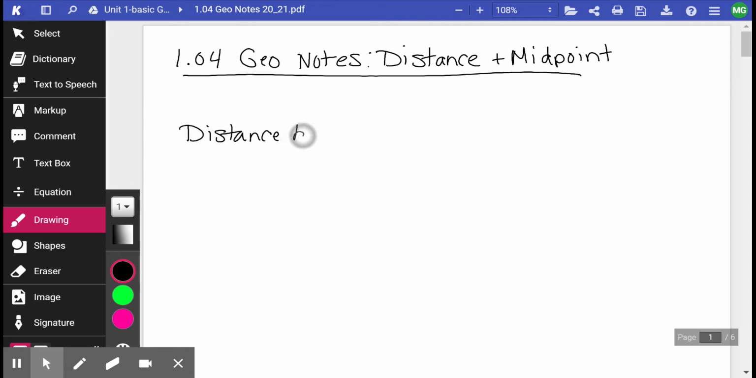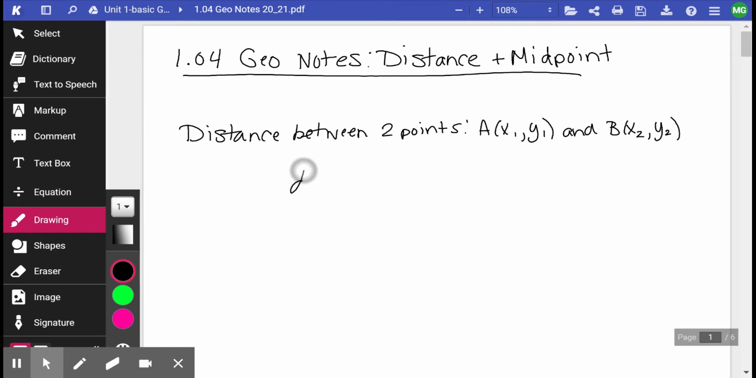So, distance between 2 points, A and B. We're going to say A is the point x sub 1, y sub 1, and B is the point x sub 2, y sub 2. This formula is not only important for finding distance between 2 points, it's also how we come up with a formula for a circle, because all the points on a circle are exactly the same distance from the center. So it's really just the distance formula.